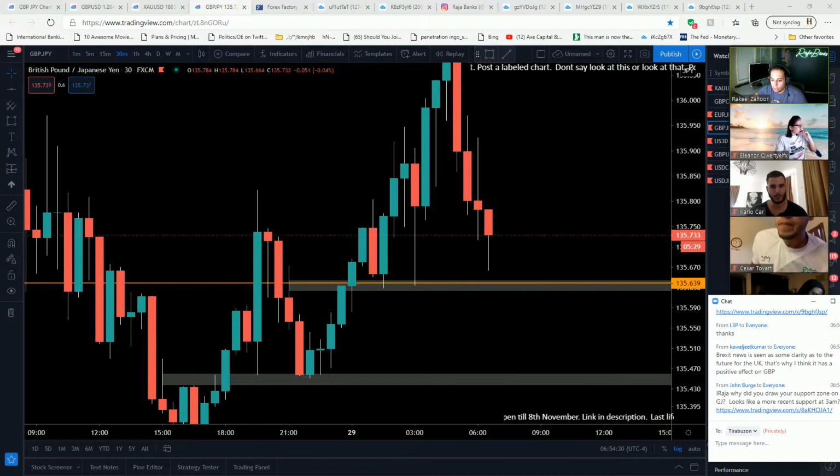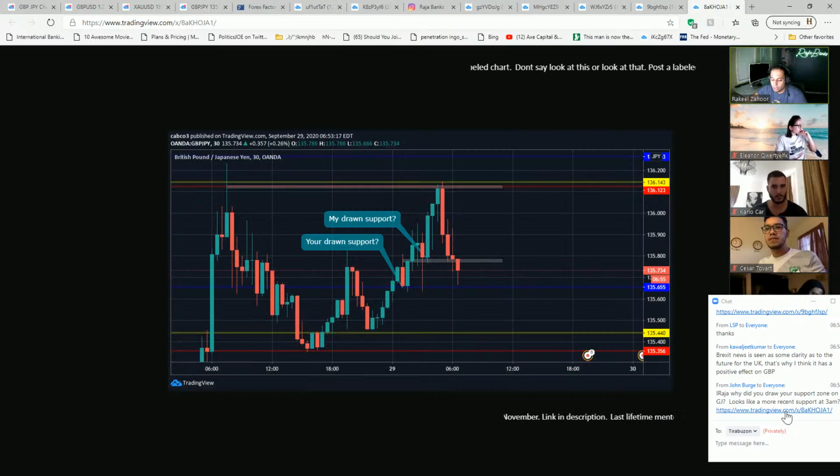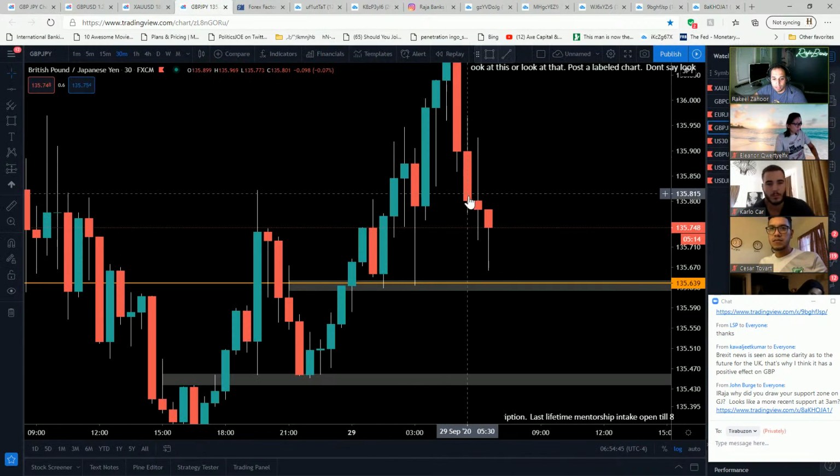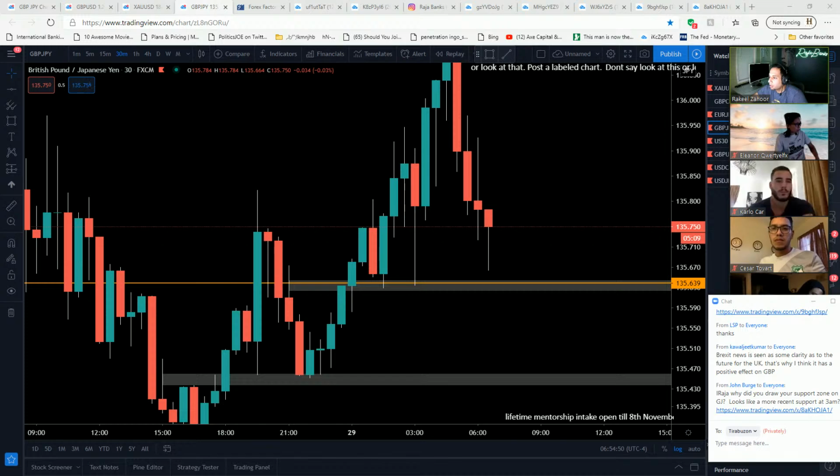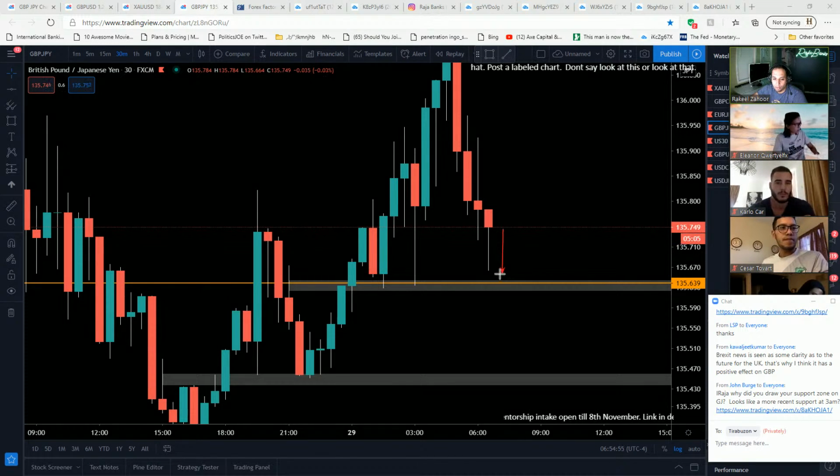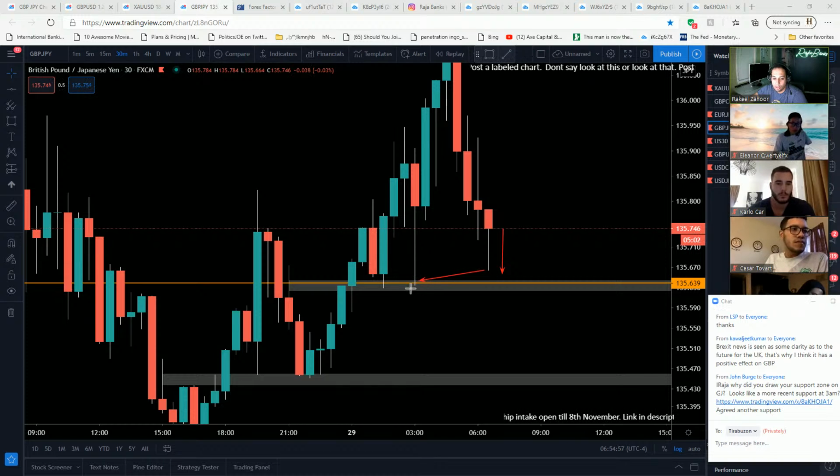Okay, let's take a look here. Why did you draw your zone on GJ? It looks more recent on the 30-minute. Right over here. Yeah, that's fine. This is support here too, right? Because as candles are coming down, you're looking left. It's very simple. Whenever candles are moving, you're just looking left. Candle came down, I look left, I see, oh, candle rejected this price, must be a support. Then I look left again. Oh, there's another support. So there's support over here.